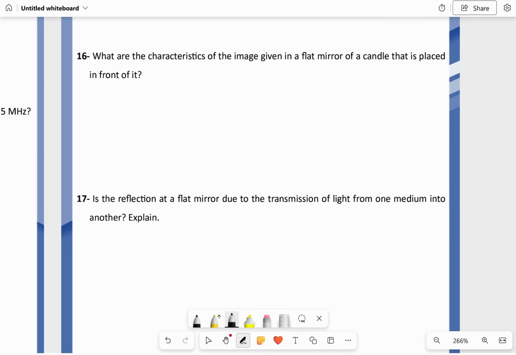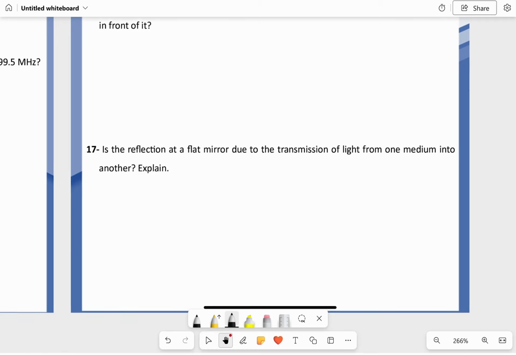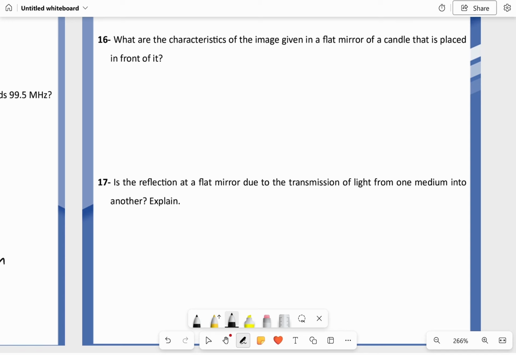What are the characteristics of the image in a flat mirror of a candle that is placed in front of it? So we studied all of this. The properties of the image formed by a flat mirror is that the image is virtual, it cannot be presented on a screen because it's virtual. The object and the image have the same size, the same distance too, and that's it. These are the properties of the image formed by a plane mirror.